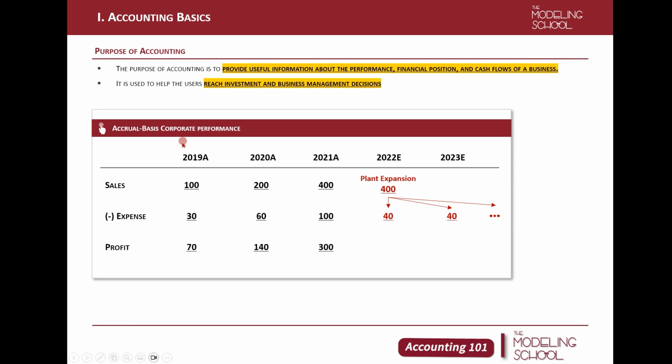So accrual basis corporate performance, as you can see in this case, is much more reasonable and describes the company's performance much more accurately and objectively. And that's accrual basis accounting. There are going to be millions of cases where this happens, where cash flows and accrual basis accounting are different. And we're going to study the cases one by one in our future videos and also in our modeling or analysis classes.